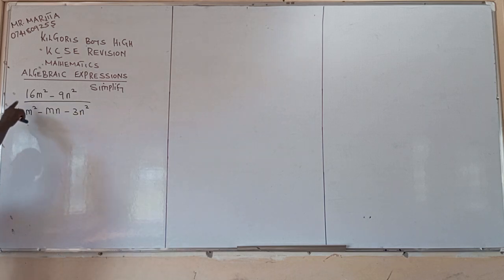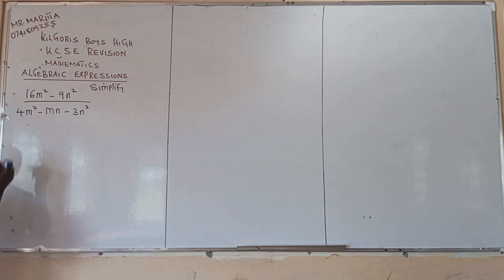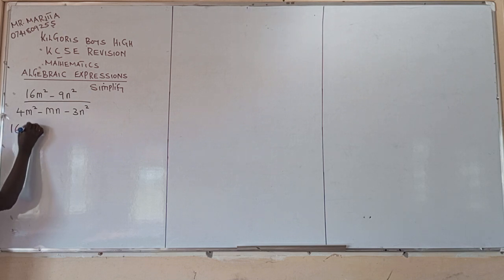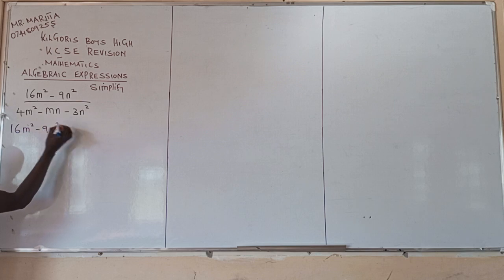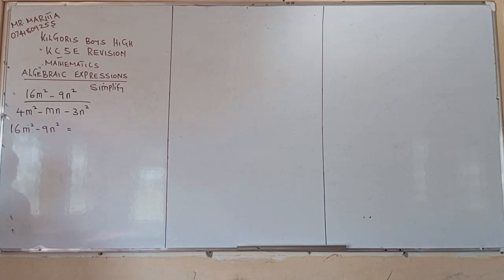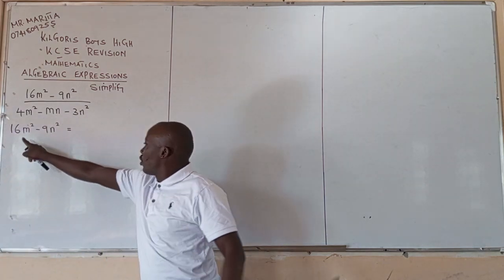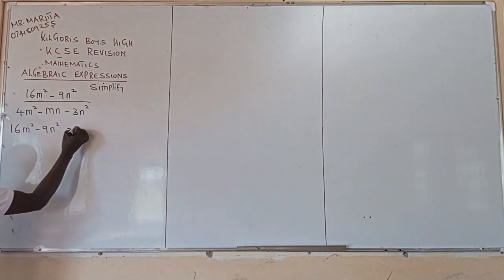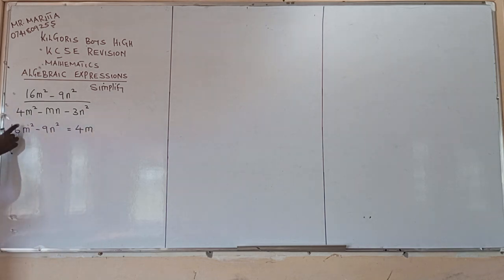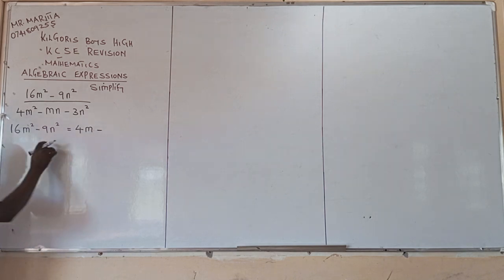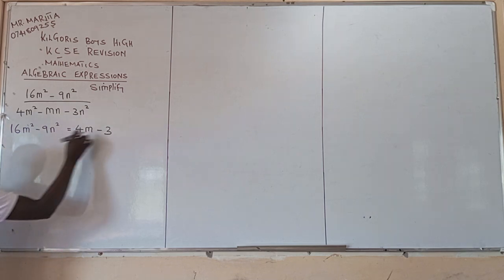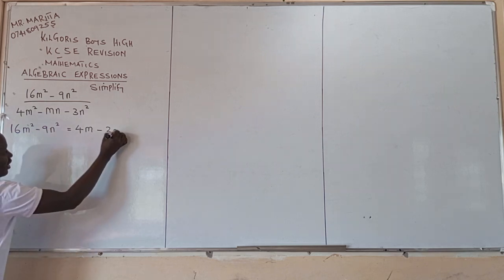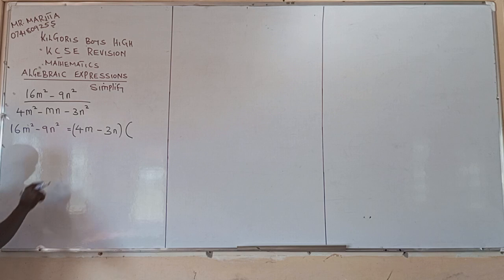So first of all, you start with 16m squared minus 9n squared. This one is equivalent to what? You find first of all the square root of 16. The square root of 16 is 4, and the square root of m squared is m. So here you will have 4m, because you take the square root of 16, which is 4, and the square root of m squared is just m. You minus the square root of 9, which is 3, and then the square root of n squared is what? It is n.